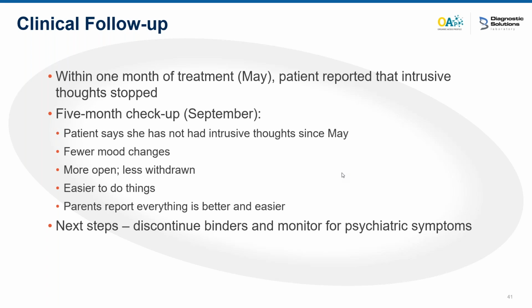She had fewer mood changes. She was more open. She was less withdrawn. Things were easier to do for her, and her parents reported the same results. They were noticing that everything was easier and better for her. So this was very encouraging, great news.